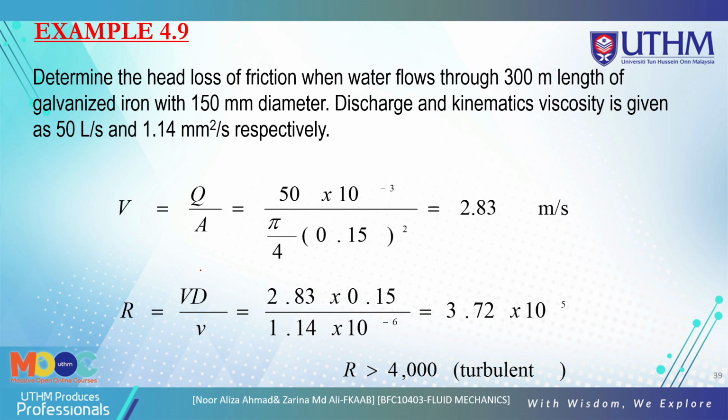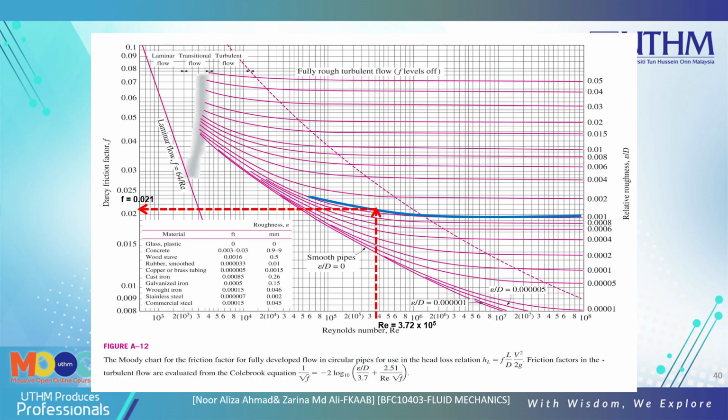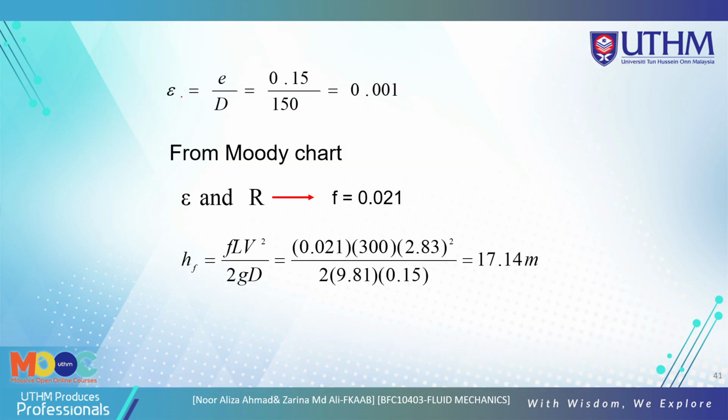Now we look at example 4.9. Determine the head loss of friction when water flows through. To get the head loss of friction, first you must find the velocity. You get the velocity value, and then you find the Reynolds number based on the velocity. You get the value here, and this is turbulent. Now you look at the Reynolds number and the value E over D, which based on this roughness is 0.001.